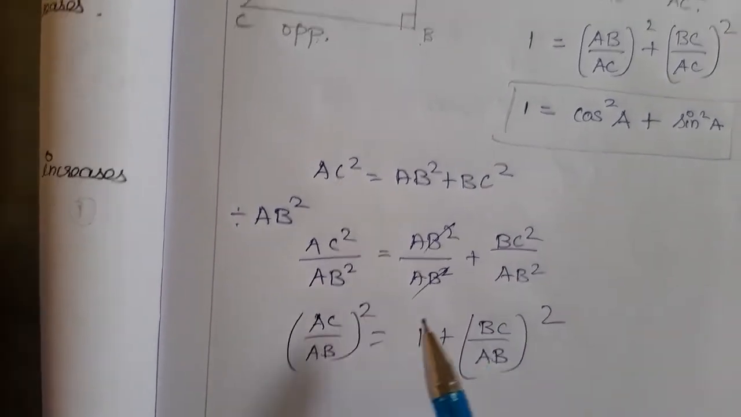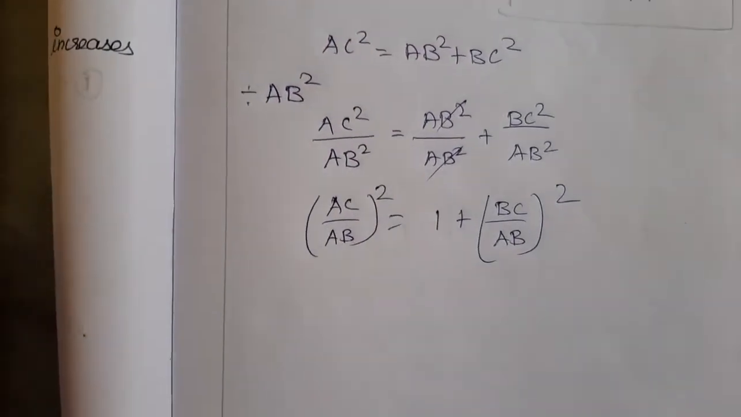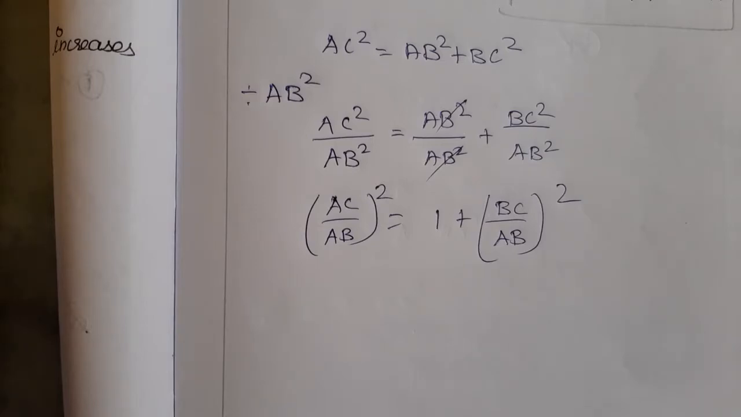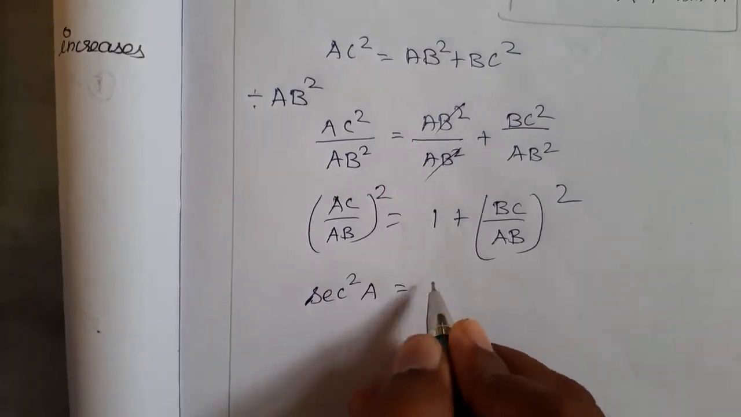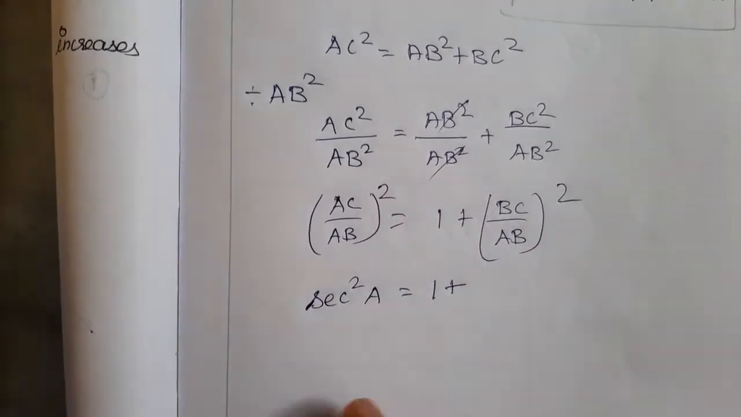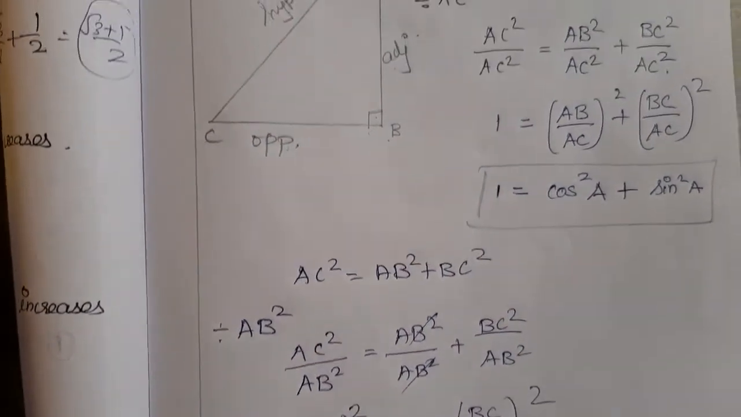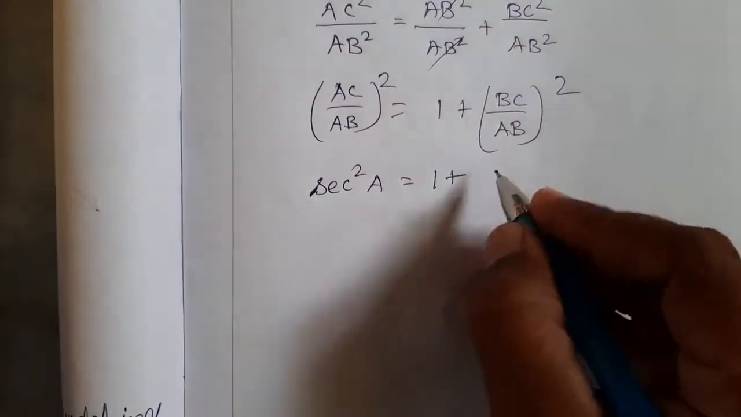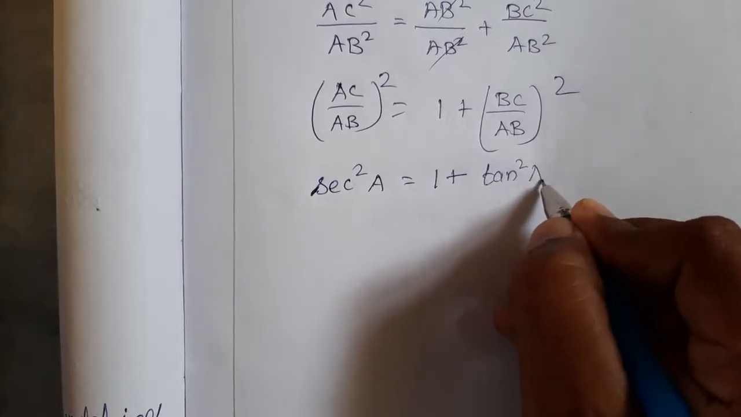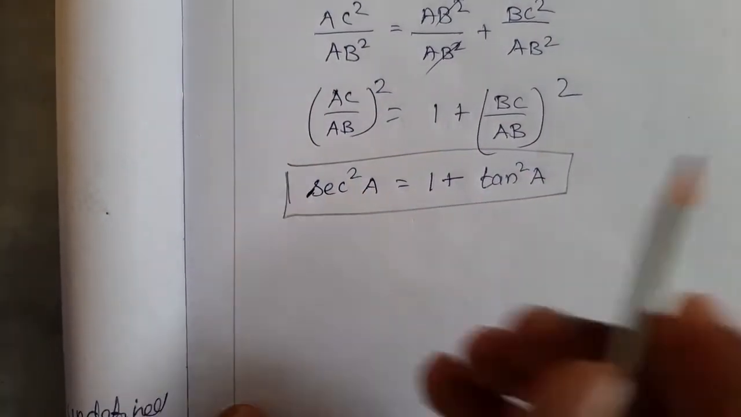So AC is the hypotenuse and AB is the adjacent. So hypotenuse by adjacent is the inverse of cos, which is sec, right? So it's a square, the angle we took as A, so sec square A is equal to 1 plus BC by AB. What is BC? BC is the opposite. Opposite divided by AB, AB is the adjacent. So opposite by adjacent is tan, right? So tan square A. So this is another identity that we obtained.